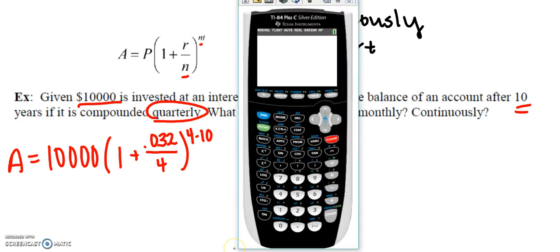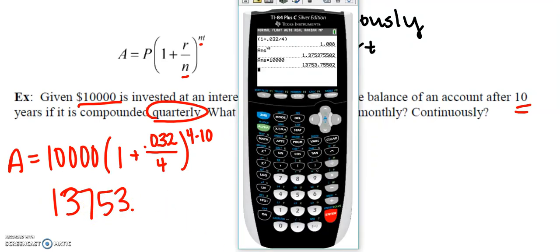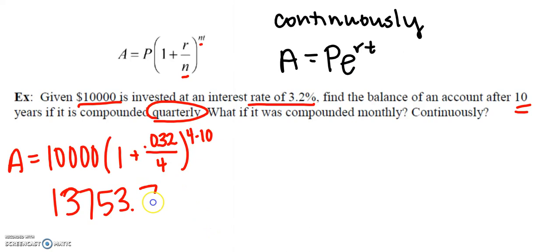All right, so let's be careful in our calculator. I'm going to do this first part on the inside, parentheses first, following the order of operations. So parentheses, raised to the exponent, which is 40, times 10,000. Means I have $13,753.76.